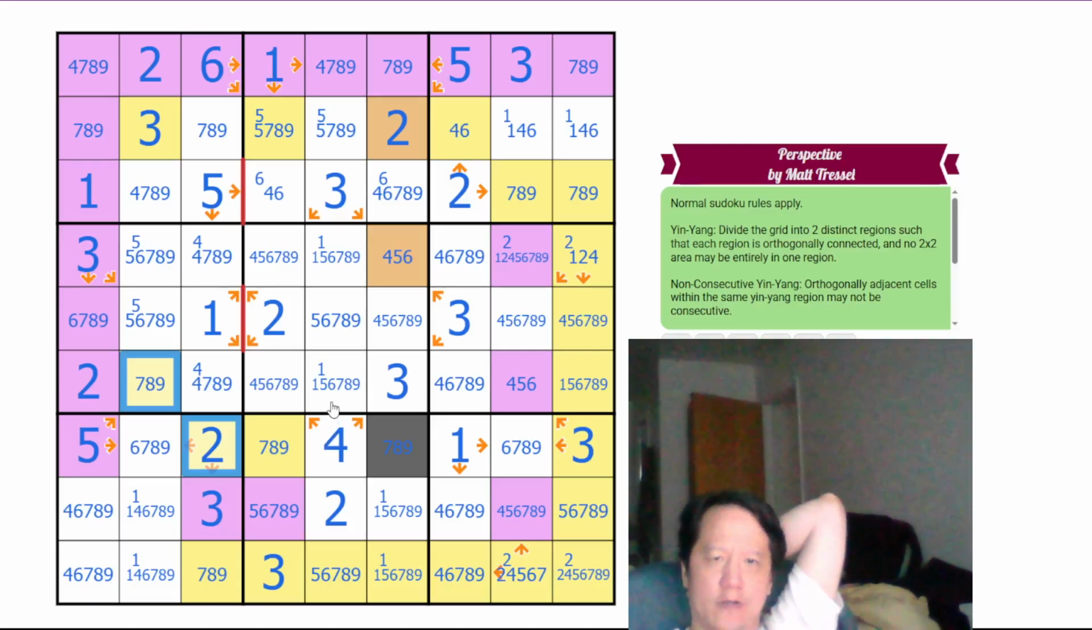Okay. Can this be pink? If this is pink, that would force this to be yellow, and this to be yellow. If this is yellow, that would force this to be pink and pink. So these are opposite colors, aren't they?